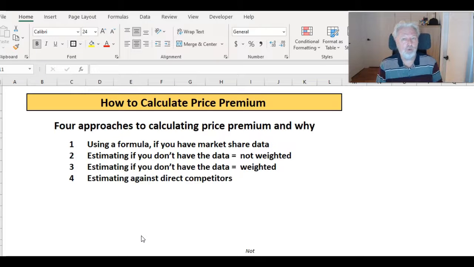Now we're going to have a look at four approaches and I'll explain why we would use each one along the way. First one is using a formula, which we can do if we have accurate market share information. The second approach, if we don't have that data, is a crude method of not weighting it and just having a ballpark estimate. The third approach is a refined ballpark. Again, it's an estimation, but we're trying to weight it a little bit to get a scale to it. And then finally, we're going to estimate it against our direct competitors. So let's jump into it.